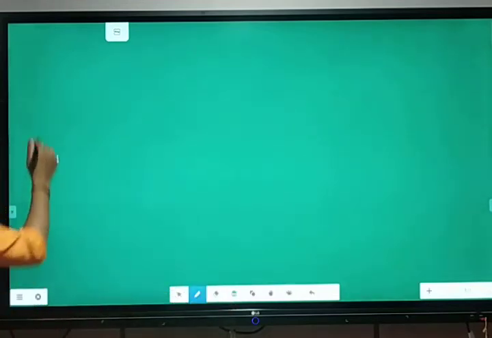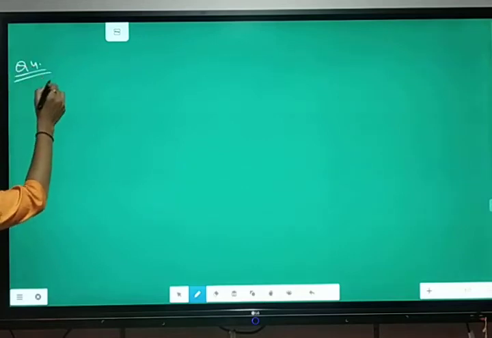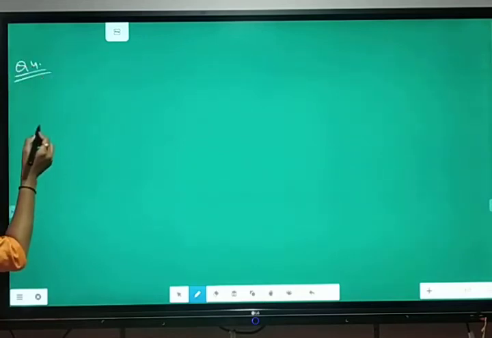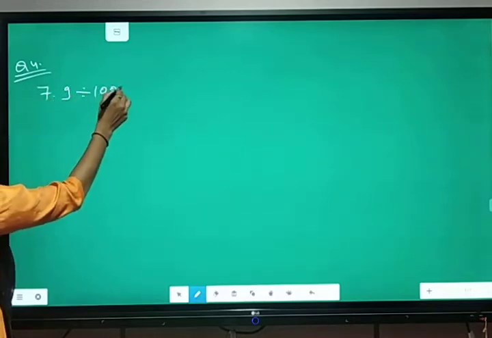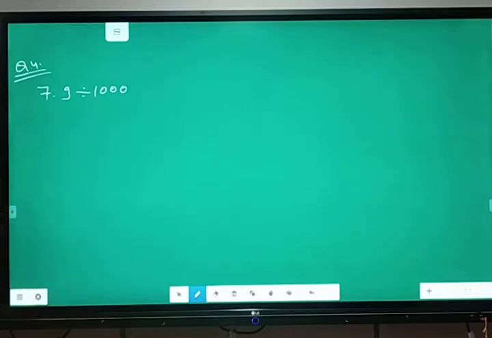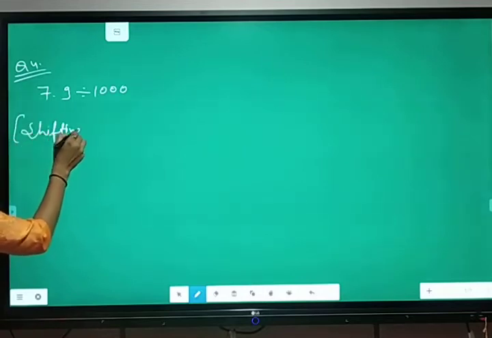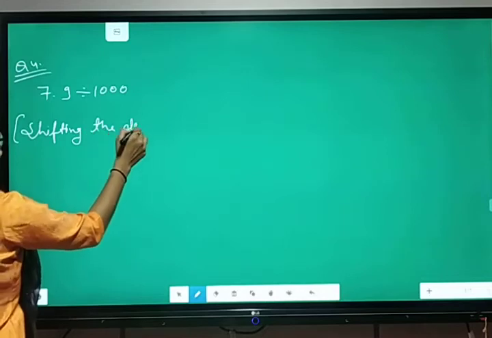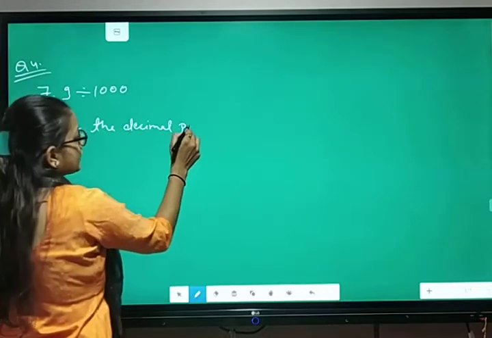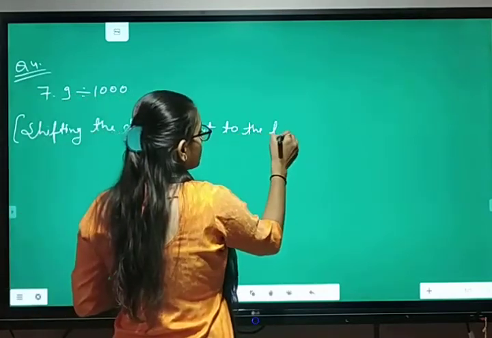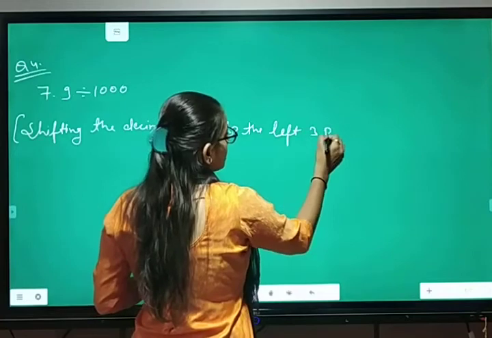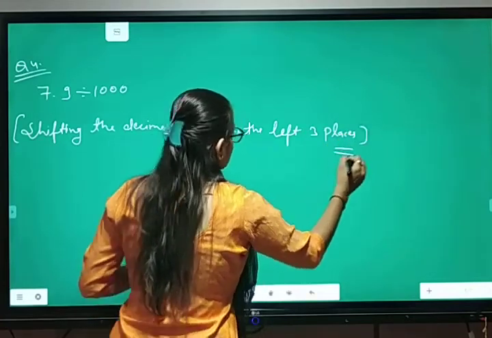Division by 1000. Question number 4 is divide by 1000. 7.9 divided by 1000. Shifting the decimal point to the left 3 places.